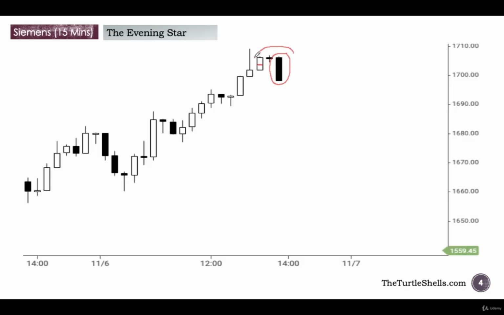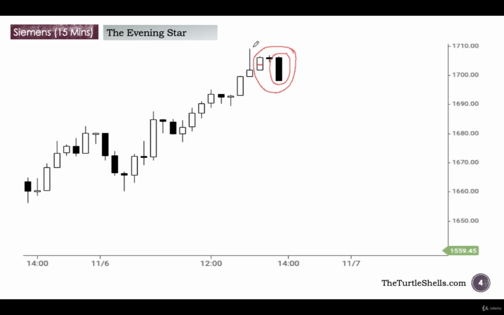And the shadows do not matter, by the way, in the evening star. It's just that the bodies should not touch. In this case, this is a variation of an evening star. It is not a perfect evening star because the second body is touching both the first and the third bodies. Okay? So that's an evening star.